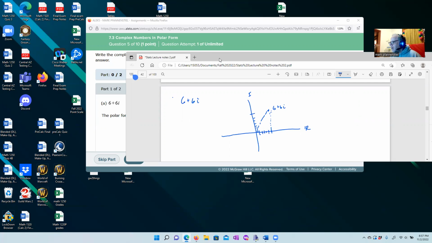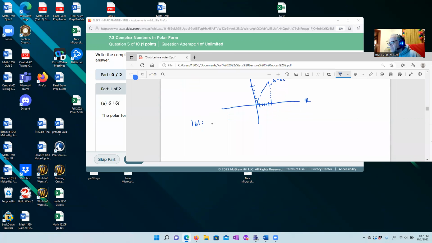And we have to figure out a couple of things. What is the modulus? We're going to say that's going to be the square root, right? C is equal to 6 squared plus 6 squared. So C is equal to the square root of 36 plus 36.